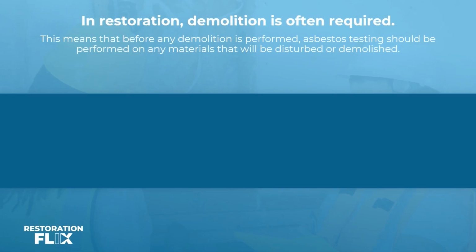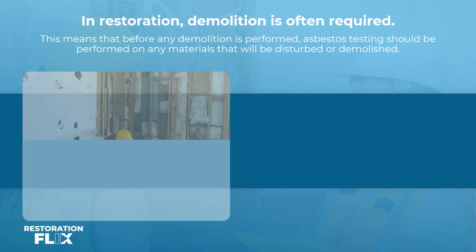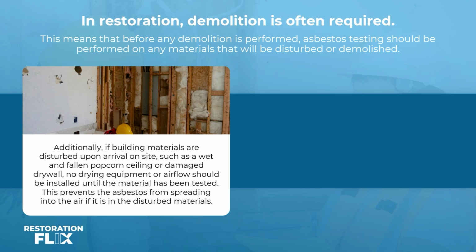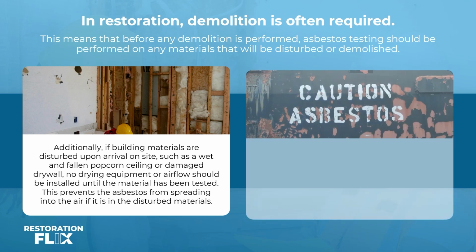In restoration, demolition is often required. This means that before any demolition is performed, asbestos testing should be performed on any materials that will be disturbed or demolished. Additionally, if building materials are disturbed upon arrival on site, such as a wet and fallen popcorn ceiling or damaged drywall, no drying equipment or airflow should be installed until the material has been tested. This prevents the asbestos from spreading into the air if it is in the disturbed materials.